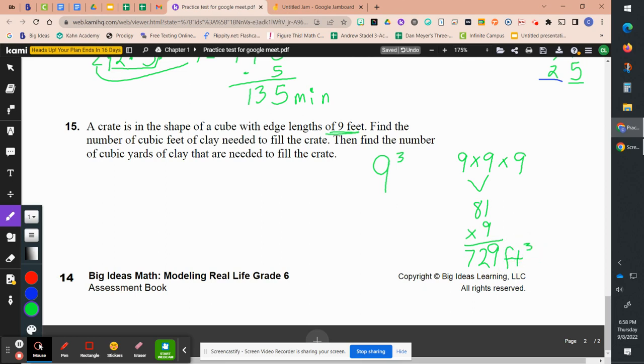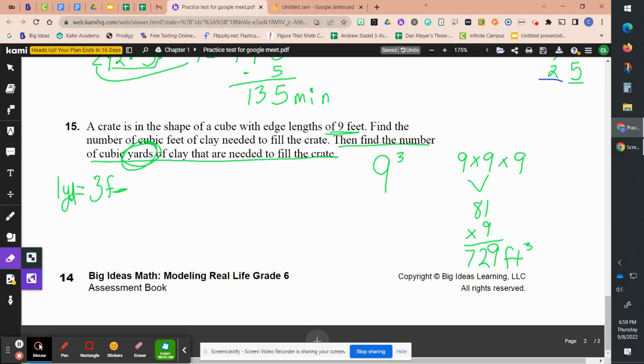But then you have to find out the number of cubic yards needed to fill that. Well, how many feet are in a yard? 1 yard is built with 3 feet. That's supposed to be a T. I was thinking about the D for over here. Okay, so here we go. 1 yard is 3 feet. So to find the answer for yards, you have to do 3 to the 3rd power.